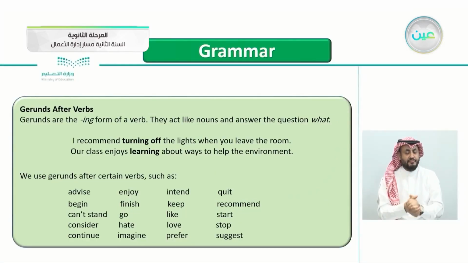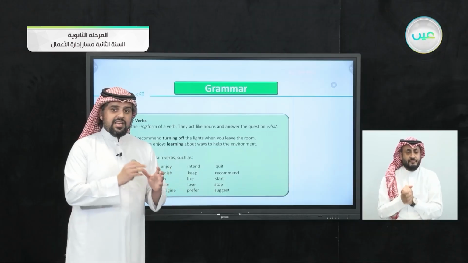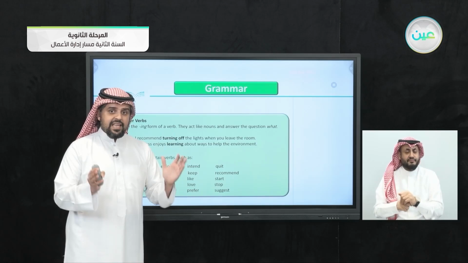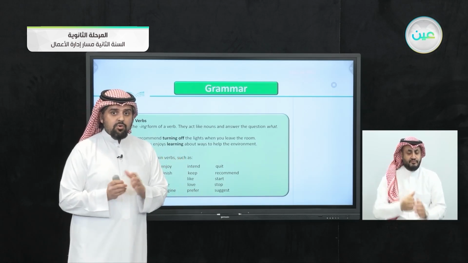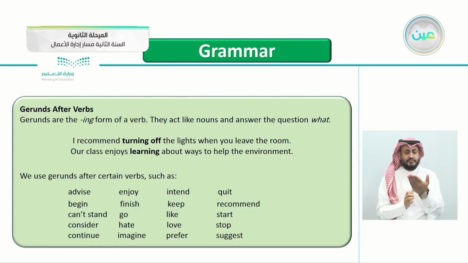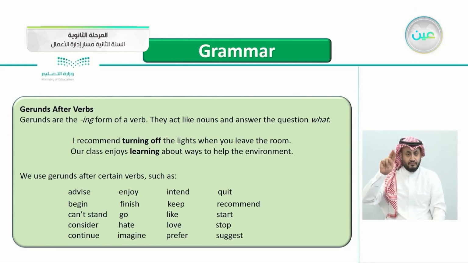So, gerunds after verbs. Gerunds are the ing form of a verb. They act like nouns and answer the question what. Let's see some examples here. I recommend turning off the lights when you leave the room. This answers the question, what do you recommend? You say, I recommend turning off the lights.